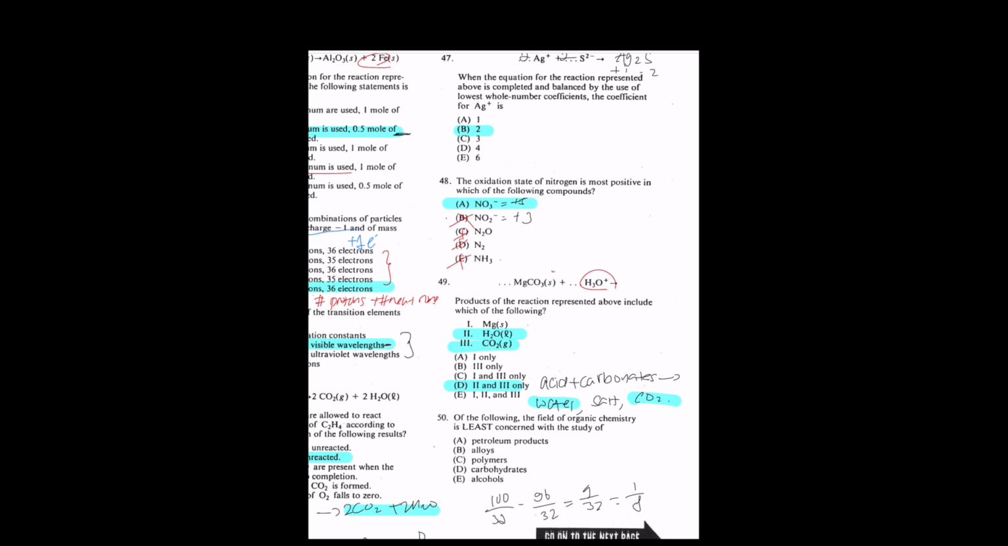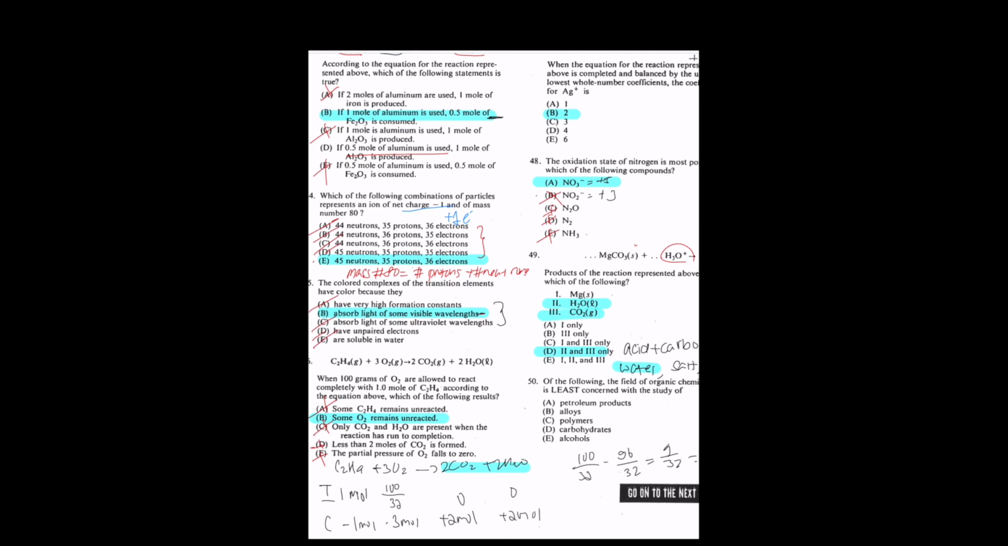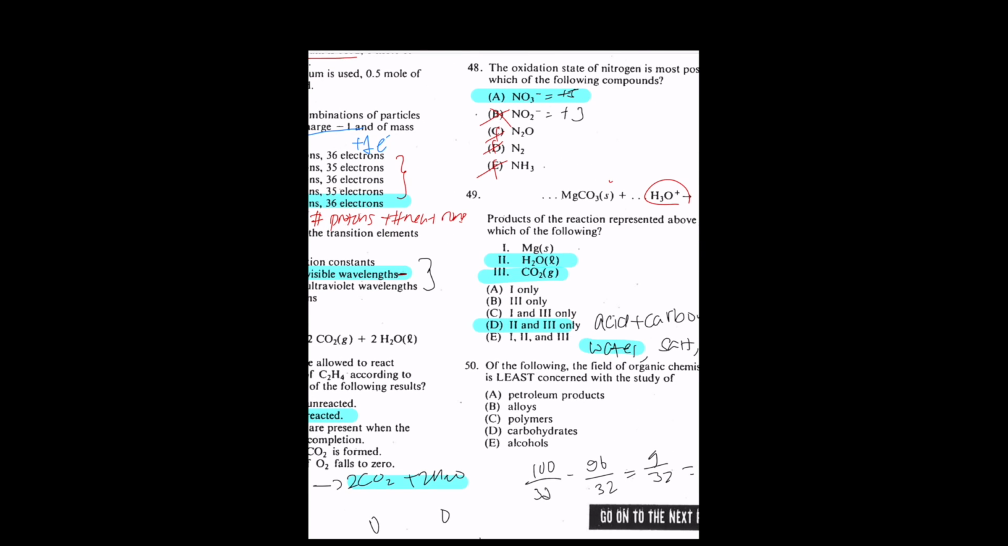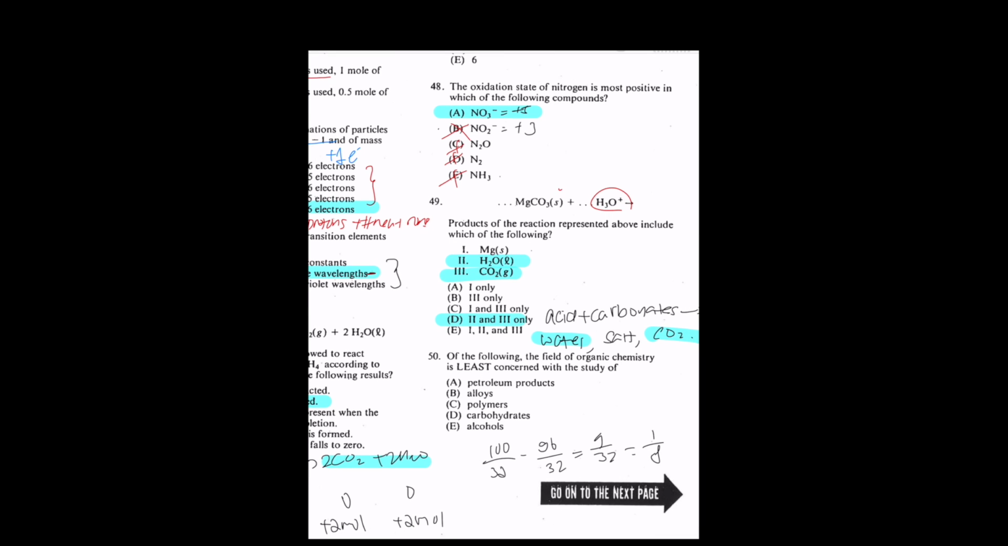That's the correct one. Fifty, of the following, the field of organic chemistry is least concerned with the study of, let's see. So organic chemistry is basically a field of chemistry that studies carbon, right? So basically petroleum are hydrocarbons, so they do have carbon, so this is basically not true.